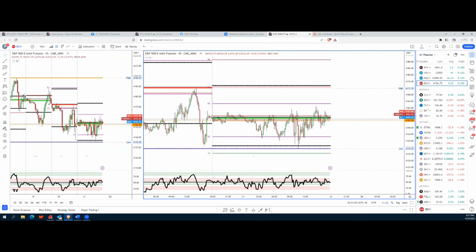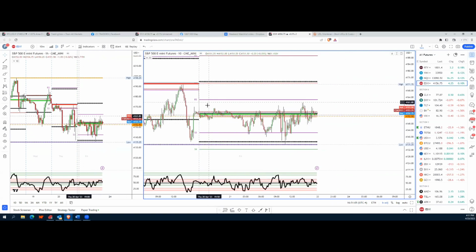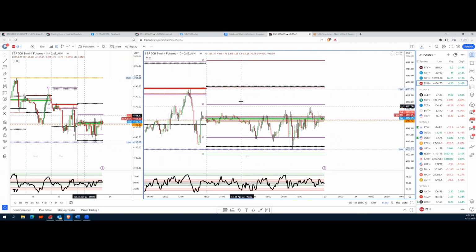Now, how I use the Camarilla pivots, they're secondary, meaning that R3, S3, and the pivot are kind of our neutral area. Above R3 is bullish, below S3 is bearish. Now, S4 is going to be the breakout pivot to the downside. R4 is the breakout pivot above.